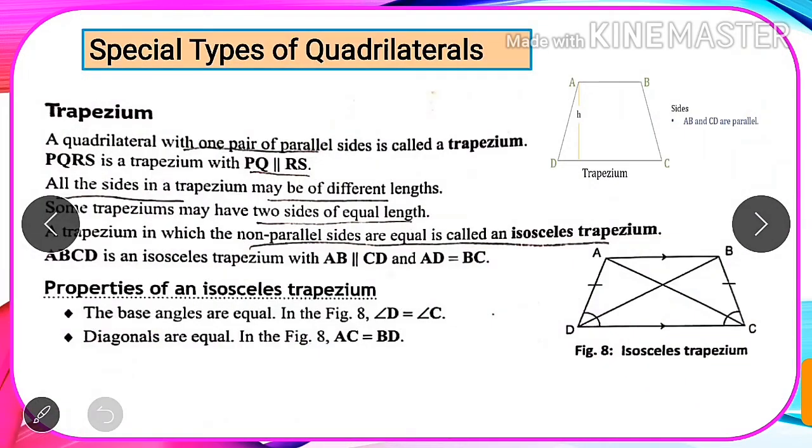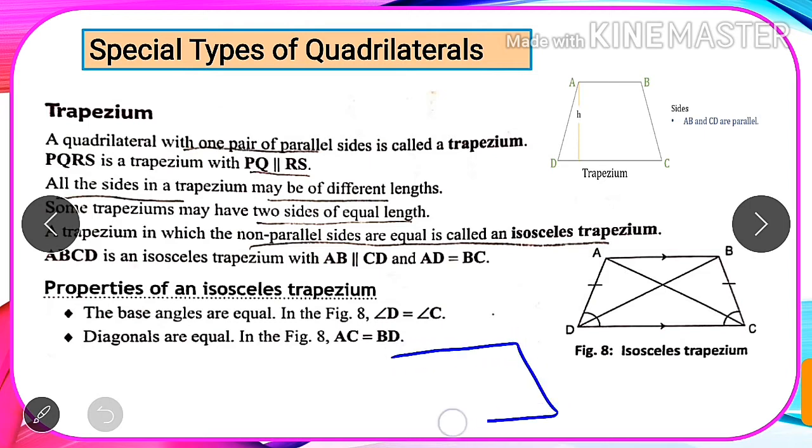So let us move to the next one. Now we will start with special types of quadrilateral. We have many types of quadrilateral. Mainly we have 6 types of quadrilateral. The first one is the trapezium. What is a trapezium? A trapezium is a quadrilateral in which two sides are parallel to each other.